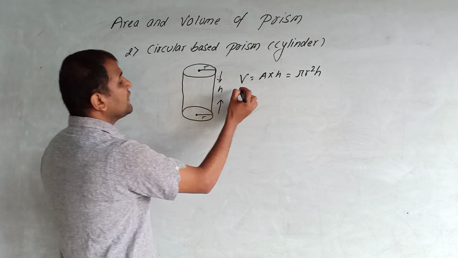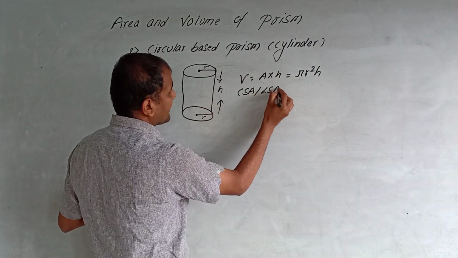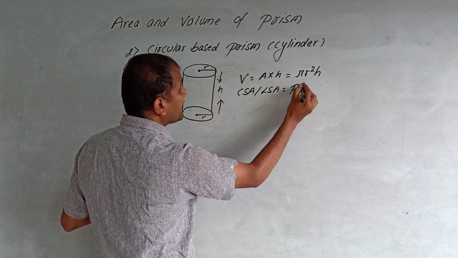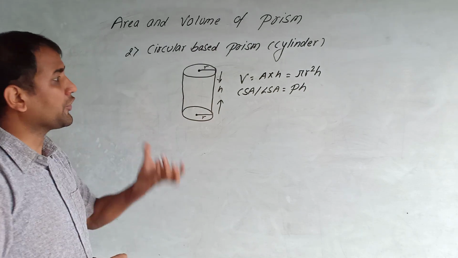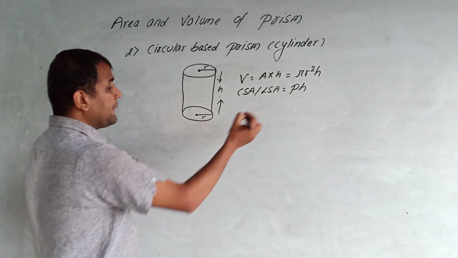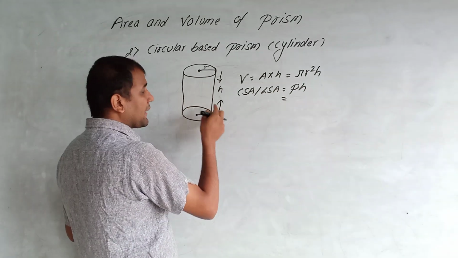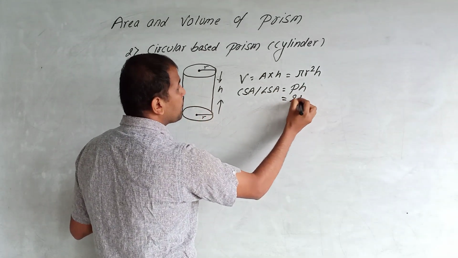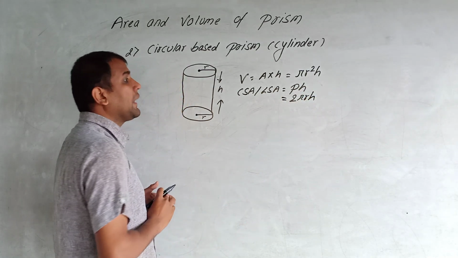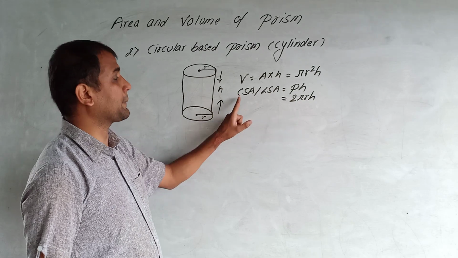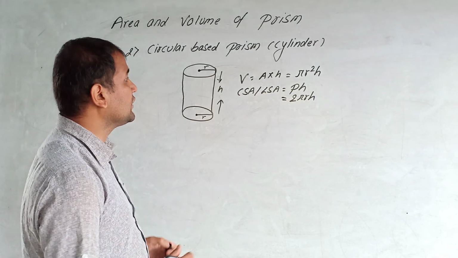And similarly, CSA, curved surface area or lateral surface area, is equal to P into H. P means perimeter of the base and H means height here. Base is circular here, so perimeter of the circle is 2 pi r, multiplied by H here. 2 pi r H is the curved surface area or lateral surface area of the cylinder.